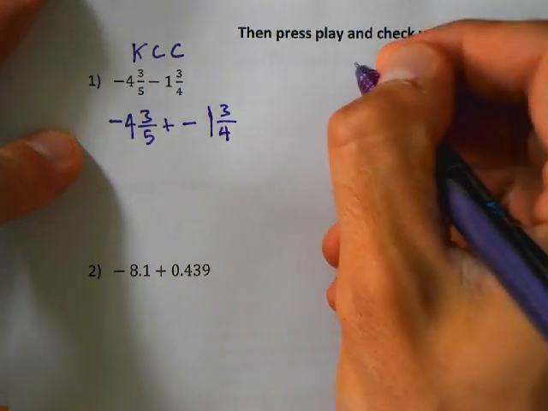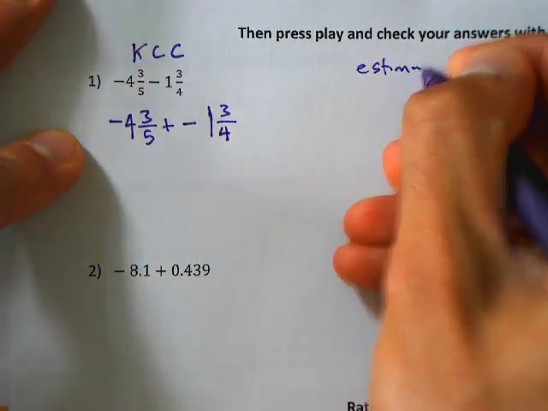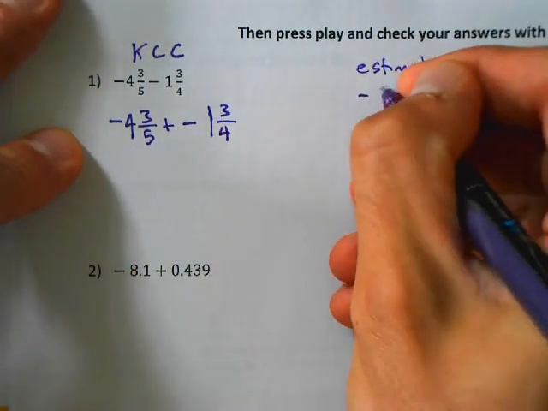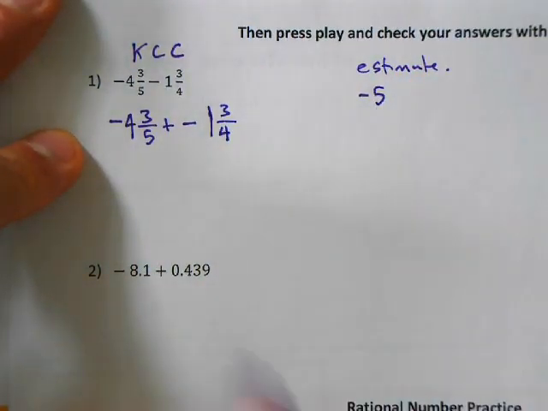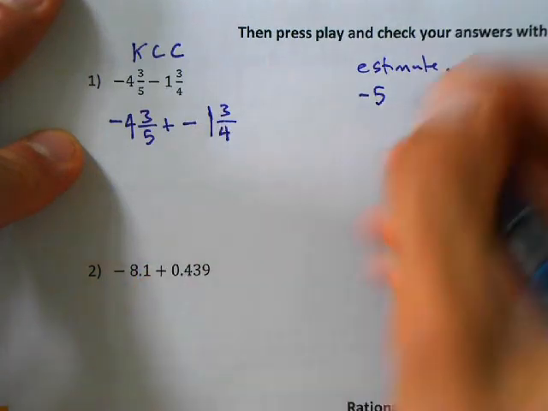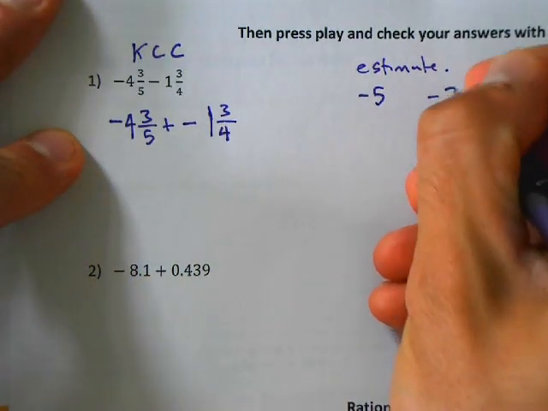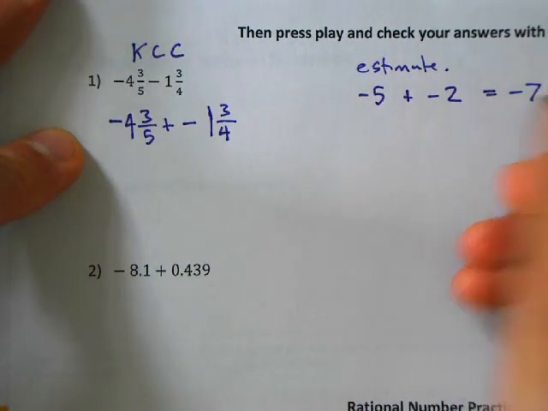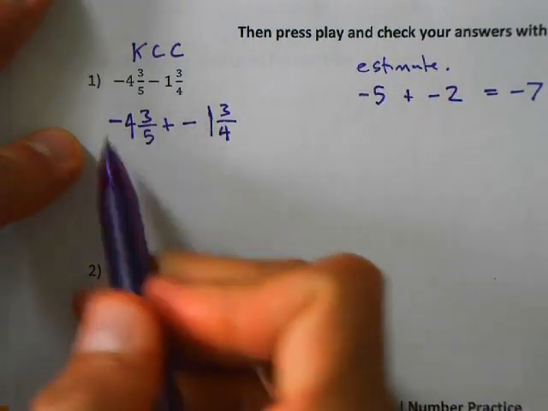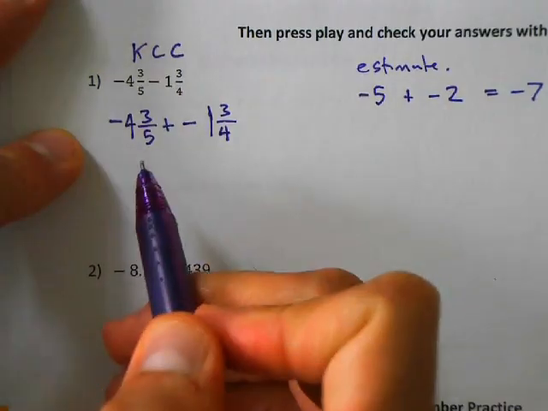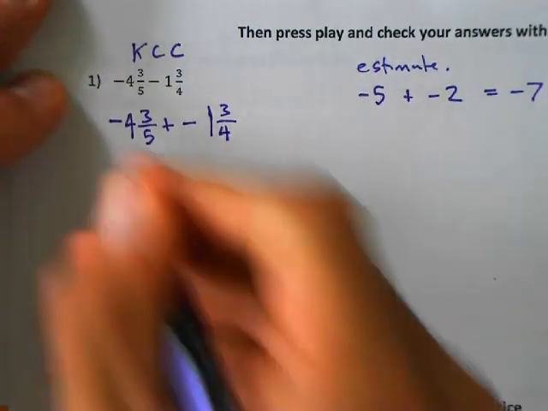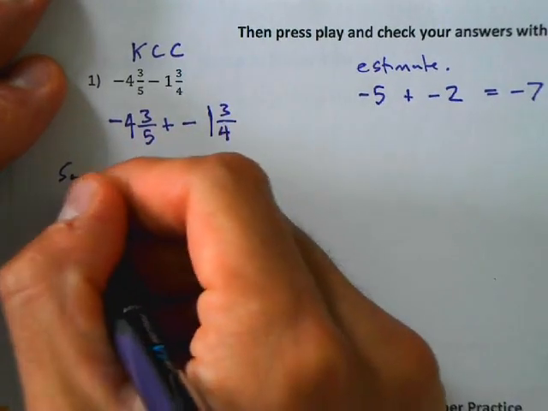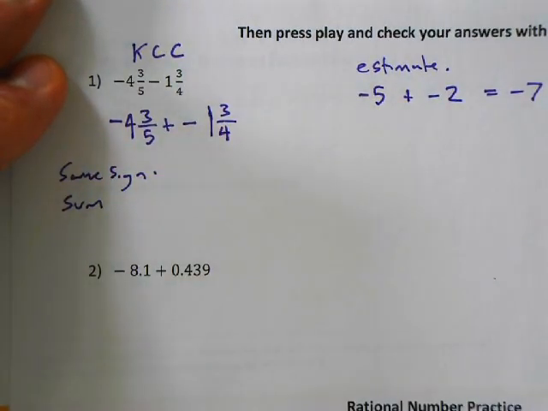I'll do that over to the side. -4 3/5, well, that's kind of close to -5. I'm going to call that -5. -1 3/4, that's kind of close to -2. -5 plus -2, well, so that's -7, which means my answer should be somewhere in the neighborhood of -7. And I remember that if I've got the same sign, I've got to find the sum and keep the sign.